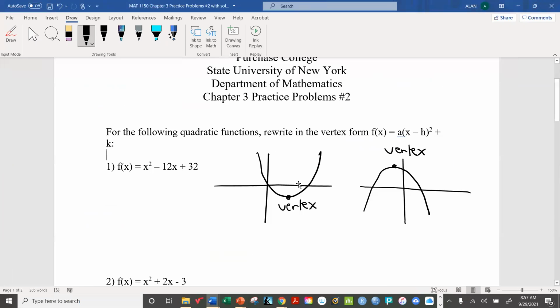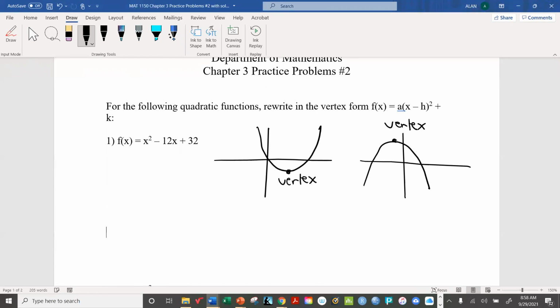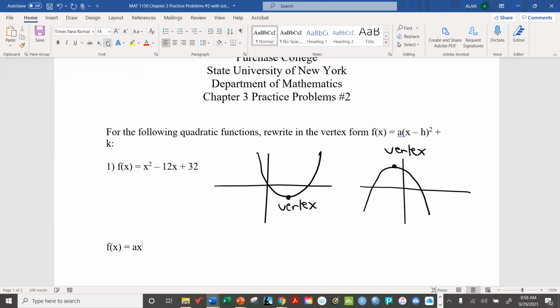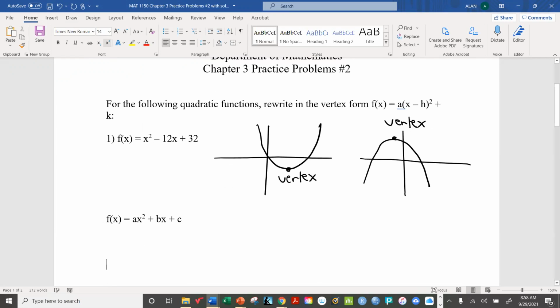So what are we being asked to do? What we're being asked to do is rewrite it in this form. Now, the easiest way to do this is to do the following. Normally you start out by looking at the quadratic function, ax squared plus bx plus c. That's the traditional setup. Now, in our example here, a is 1. There's an implied 1 multiplied by x squared. B is negative 12 and C is 32.